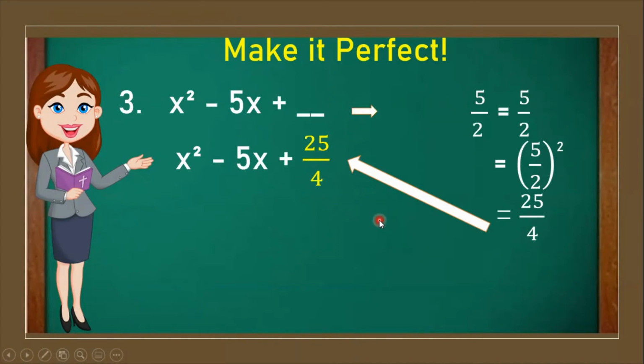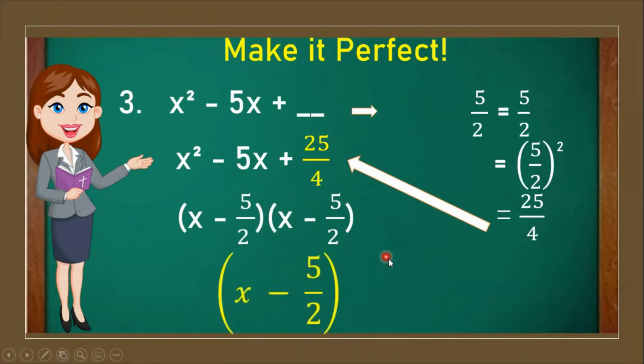And what is the square of the binomial? The factors of this are the quantity x minus 5 over 2 times the quantity x minus 5 over 2. And we will write that as x minus 5 over 2 quantity squared. And that is the square of the binomial.